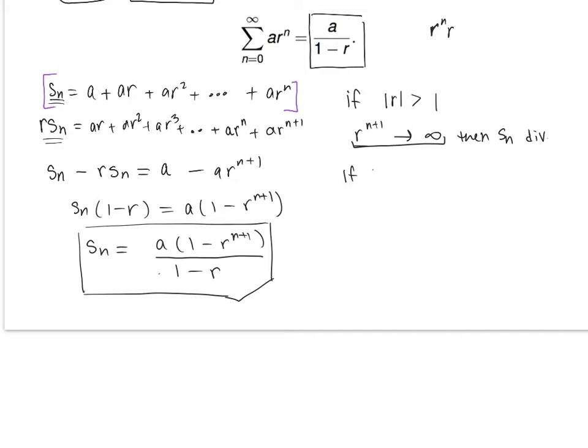If your absolute value of r is less than 1, what does this r to the n plus 1 look like? You've got a number that's less than 1 and you're raising it to bigger and bigger powers. Doesn't that look like exponential decay? Which, as n goes to infinity, that thing's going to go to 0.